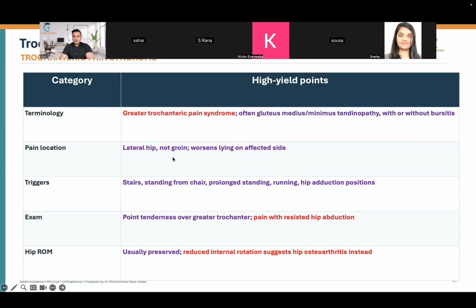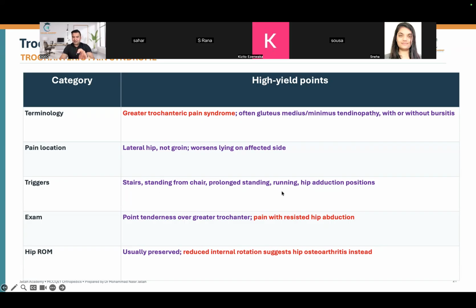All right, the pain location, we talked about. The triggers: stairs, standing from a chair. So these are triggering the pain. When I am using the stairs, the pain worsens. When I'm standing from a chair, it gets worse.